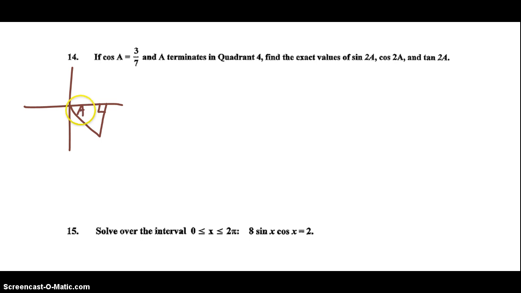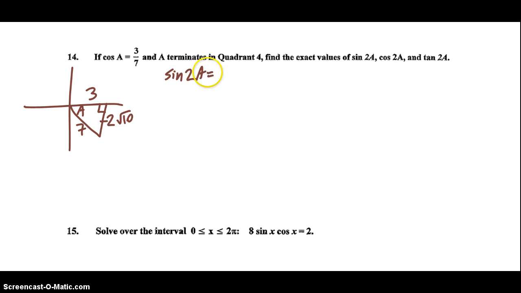So if angle A is down here, the cosine would be 3 over 7, adjacent over hypotenuse. A quick Pythagorean theorem tells you the missing side length would be 49 minus 9, which would be radical 40, which simplifies to 2 radical 10. And then this would be negative because it's below the x-axis. So we can actually do this now.